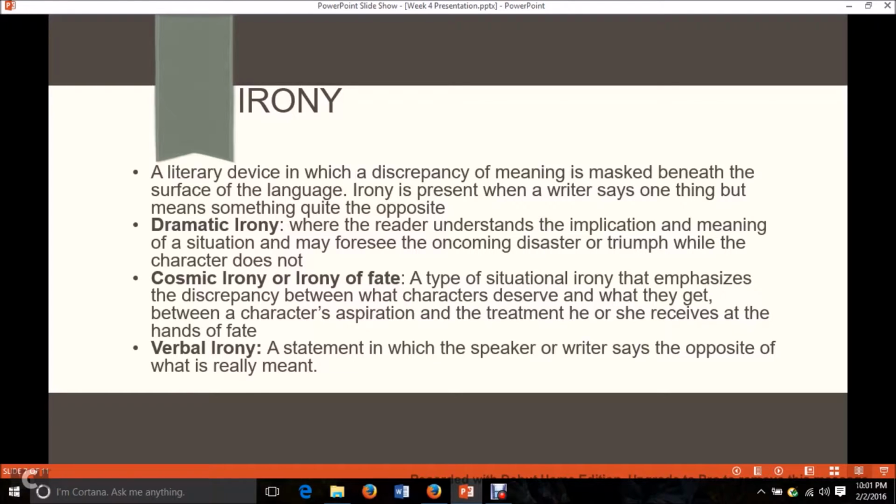So one form of irony is dramatic irony, and this is when the reader understands the implication and meaning of a situation and may foresee an oncoming disaster or triumph, while the character does not. And this happens a lot when we see third-person perspective utilized in a story, because as the reader, we get the viewpoint of more than one character. We see the overall picture when an individual character may not get to see that. An individual character doesn't have insight into other characters' thoughts, and may not be present during something that's described in the story.